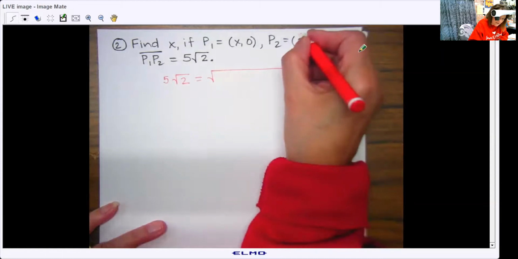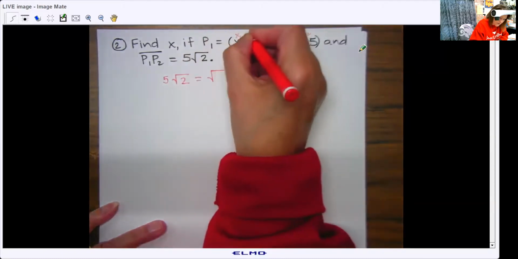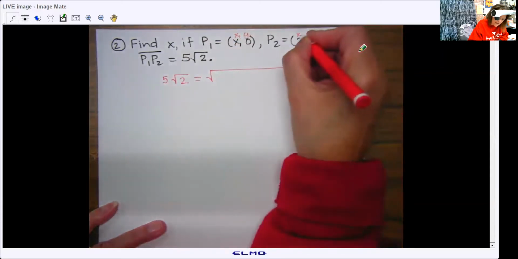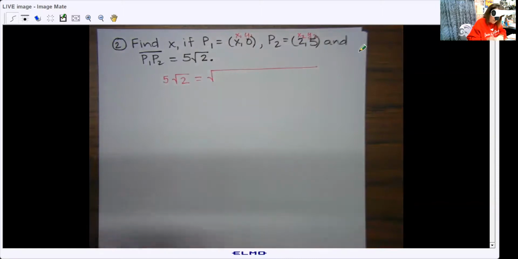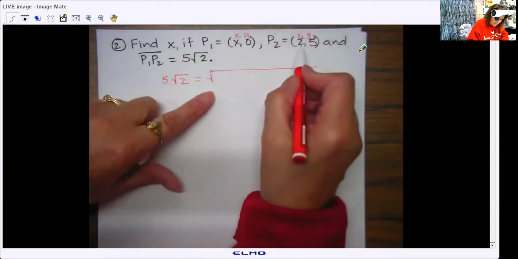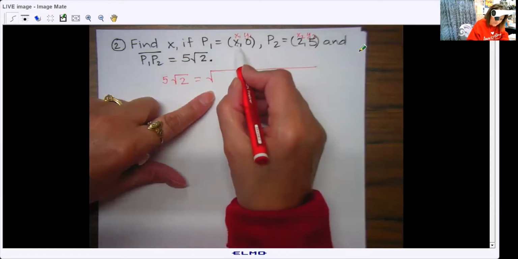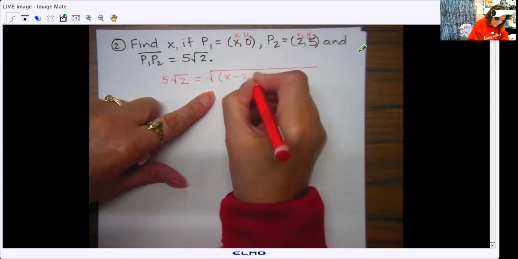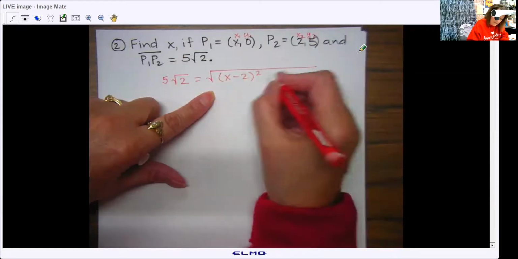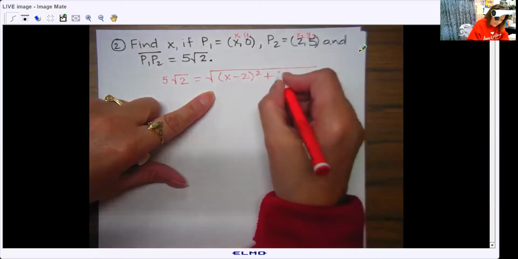Okay, let's see, here's x1, y1, and there's x2, y2. So here we go with our formula. I'm going to go the other way though, because it doesn't matter. X minus 2, I just like it that way. X minus 2 squared plus 0 minus 5 squared.